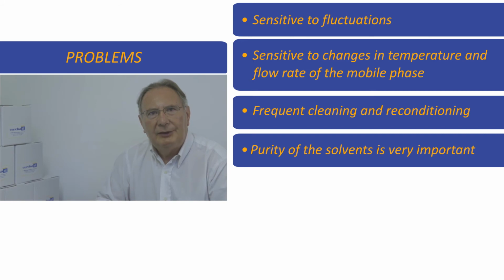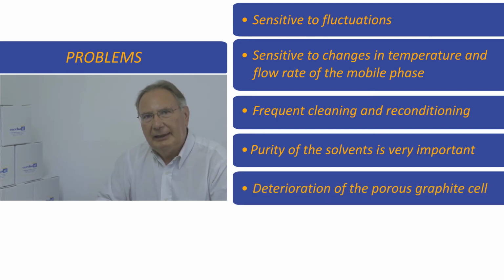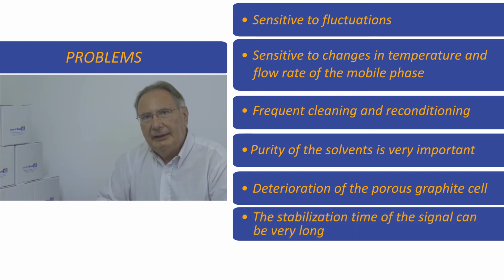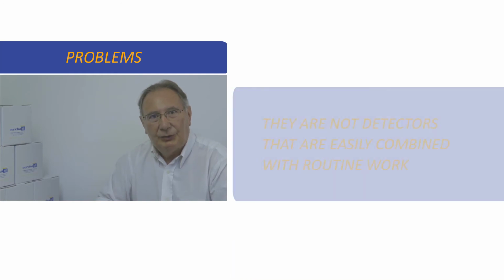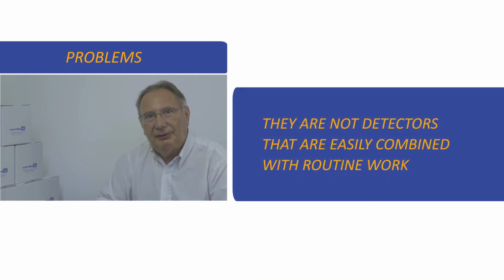In coulometric detectors, there is possible deterioration of the porous graphite cell. The stabilization time of the signal conditioning phase can be very long. And last but not least, the high cost of electrochemical detectors compared to the fluorometric ones. These are the main issues encountered by users of chromatographic detectors. Therefore, they are not detectors that are easily combined with routine work. But until the end of the 1990s, there were no available alternatives.